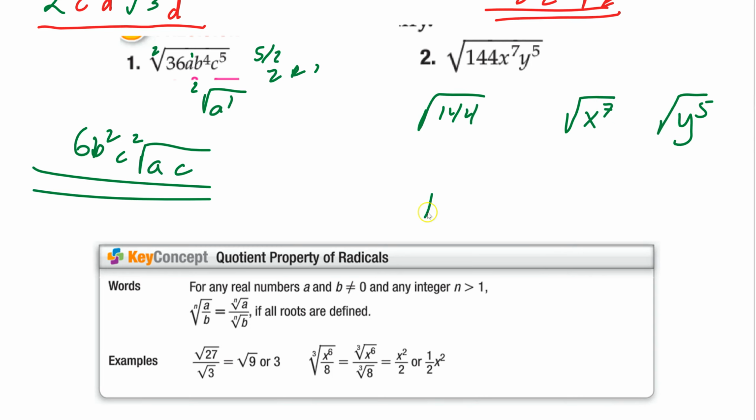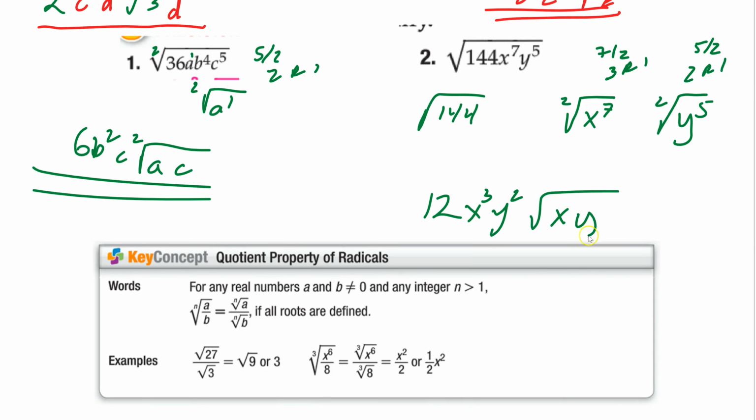Square root of 144 is 12, that's easy. 7 divided by, remember, I'll show you, it's a 2. So 7 divided by 2 is 3 remainder 1. So 3 x's on the outside, 1 x on the inside. 5 divided by 2 is 2 remainder 1. So 2 y's on the outside, 1 on the inside. And that's how you break it down.